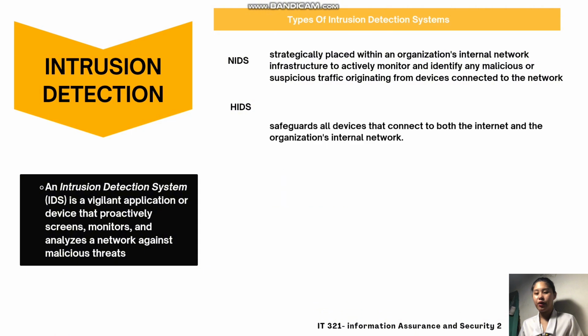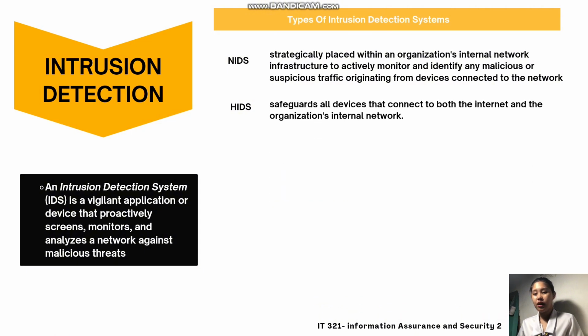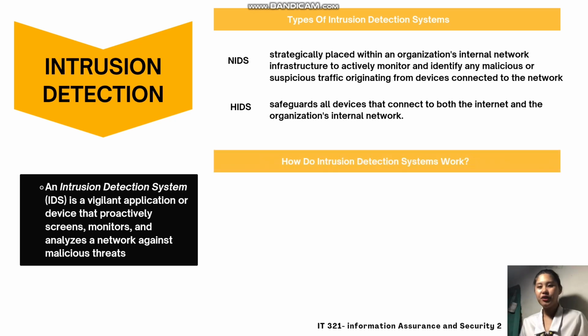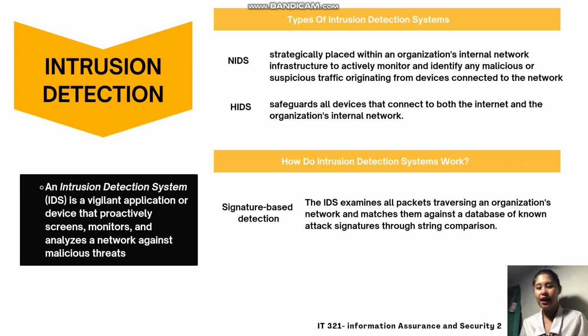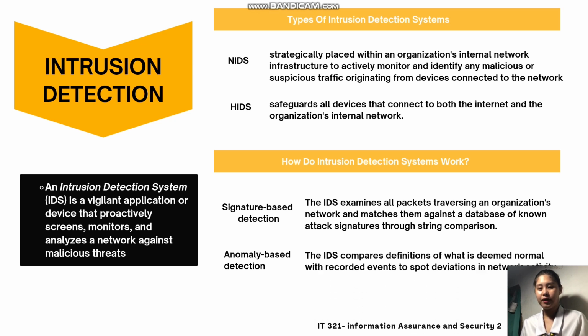HIDS safeguards all devices that connect to both the internet and the organization's internal network. How does an intrusion detection system work? Signature-based detection: the IDS examines all packets traversing an organization's network and matches them against a database of known attack signatures through string comparison. Anomaly-based detection: the IDS compares a definition of what is deemed normal with recorded events to spot deviations in network activity.